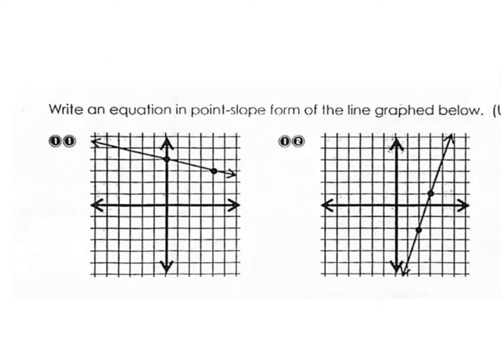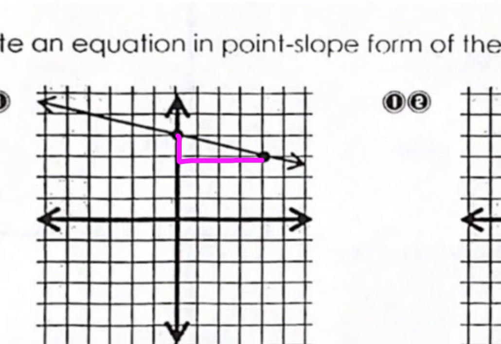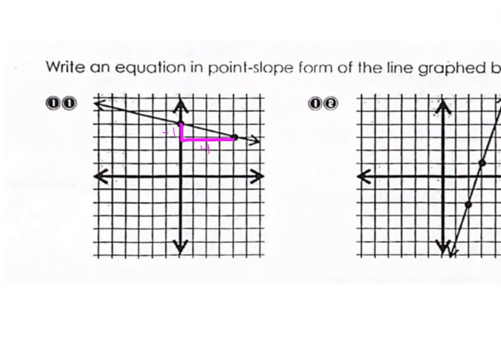To find the slope, they give us 2 points. We're going to find the slope between them by using the rise and the run, starting with the left point to draw our slope triangle. So our rise goes down 1, so that's a -1. Our run goes to the right 4, so that is a +4. So our slope for this one would be -1/4.